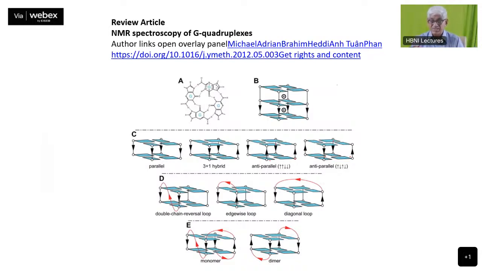All this depends upon what is the sequence of the molecule you have, and you can fold in different ways. Now here you see how this happens. Double chain reversal loop. So the chain starts here, then it has a loop here and comes back.